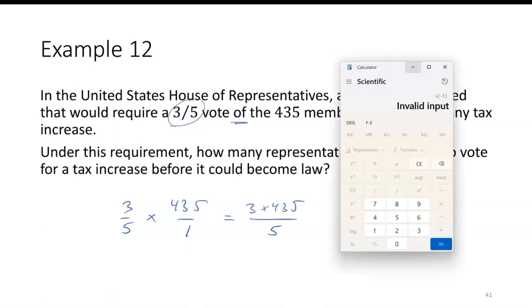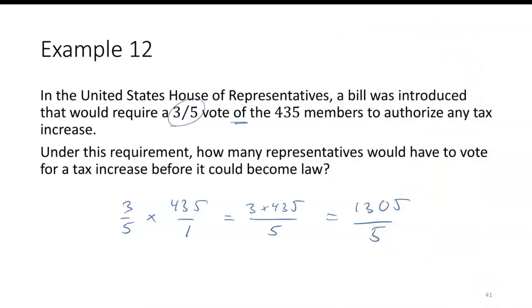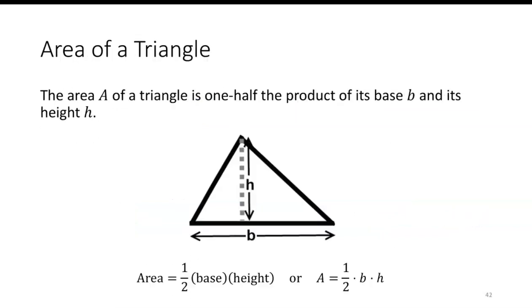So 3 times 435 gives us 1,305. And if I divide by 5, I get 261. So it comes out to be 261. So 261 representatives would have to vote for the tax increase before it becomes law.